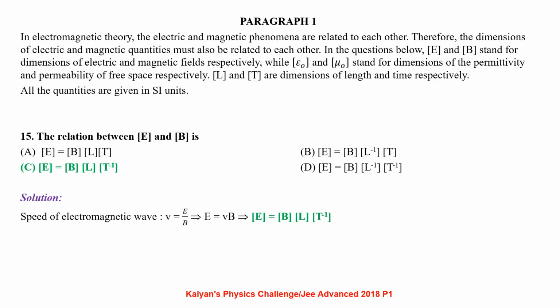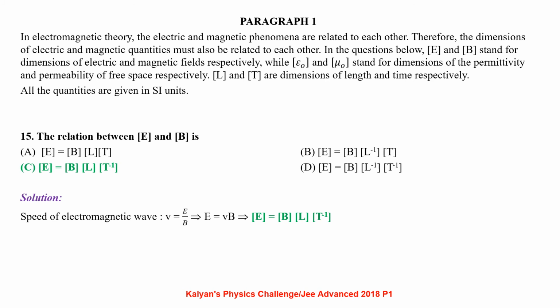Paragraph 1. In electromagnetic theory, the electric and magnetic phenomena are related to each other. Therefore, the dimensions of electric and magnetic quantities must also be related to each other. In the questions below, E and B stand for dimensions of electric and magnetic fields respectively, while epsilon naught and mu naught stand for the dimensions of permittivity and permeability of free space respectively. L and T are dimensions of length and time respectively. All the quantities are given in SI units.